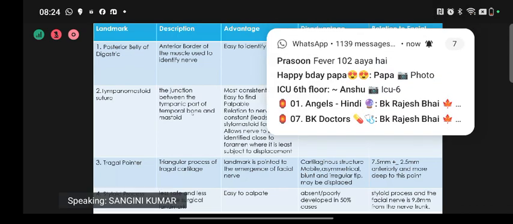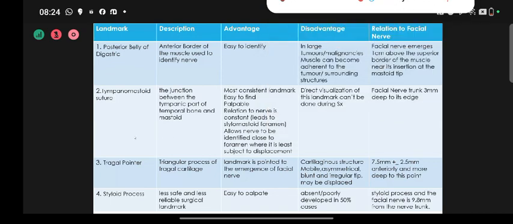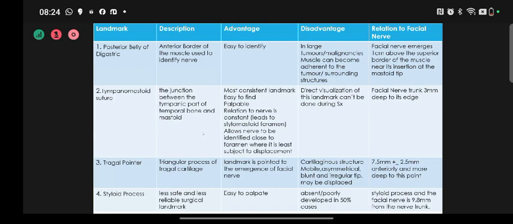The second is the tympanomastoid suture. It lies at the junction between the tympanic part of the temporal bone and the mastoid. This is the most consistent landmark. It is easily palpable at the time of surgery, and the relation to the facial nerve is constant, as this landmark usually leads to the stylomastoid foramen. It allows the nerve to be identified close to the foramen, where it is least subject to displacement.